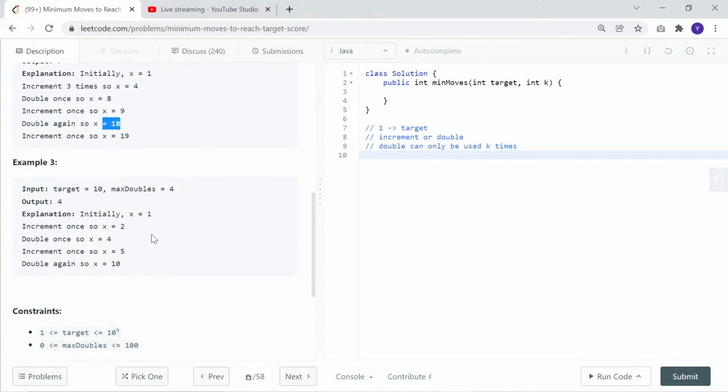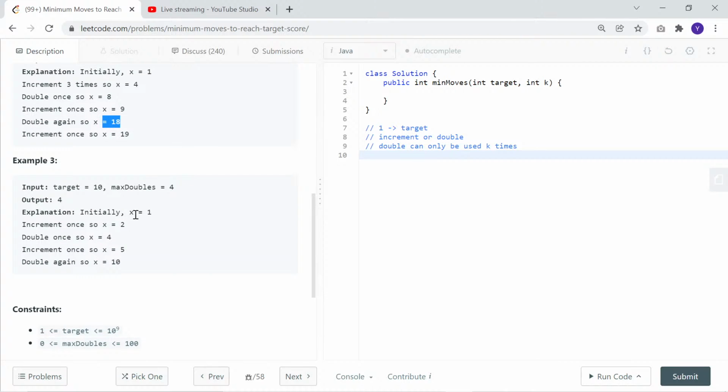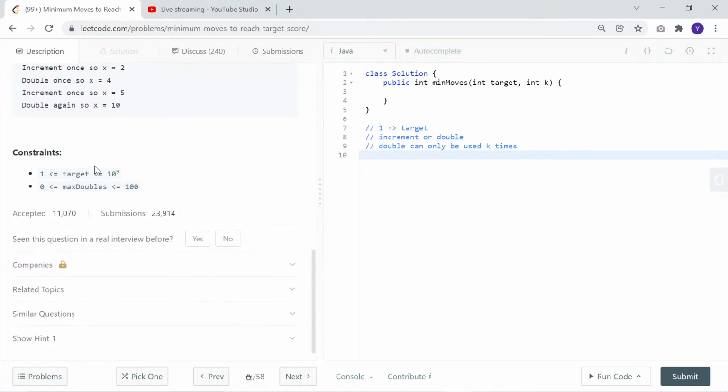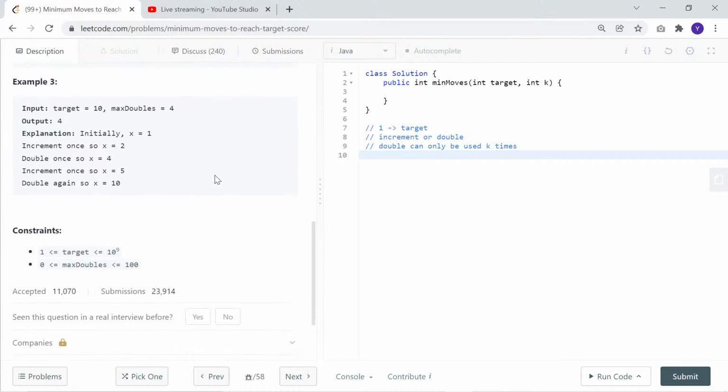So the example 3, target 10, max double is 4. So we increment once and double once, and increment once and double once again. So in this example, we didn't use all the 4 doubles, we only did 2 doubles, but still we have the minimum number of moves. So the constraint, the target is between 1 and 10 to the power of 9. Max doubles is between 0 and 100.